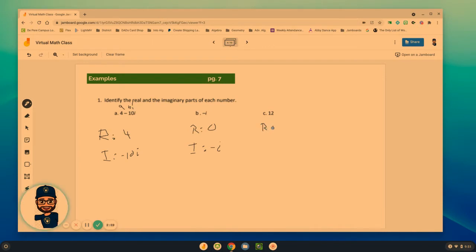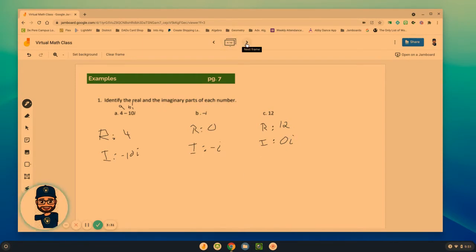Letter C, what's the real part? Well, the real part is 12, because that does not have the i value on it. So what's the imaginary part here? In this case, we can't just put 0, because 0 is not an imaginary number. So we have to put 0i. We need to make sure that we include that letter i anytime we talk about the imaginary. That's why any number we're working with can technically be written as a complex number. 12 plus 0i is a complex form.